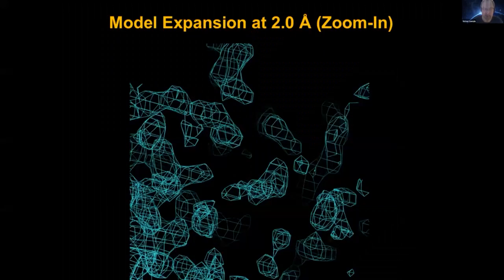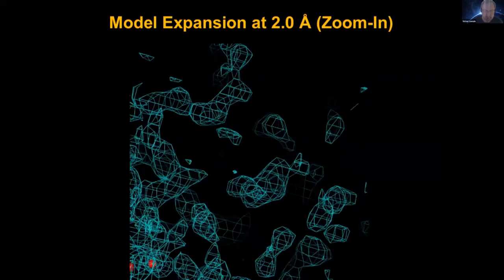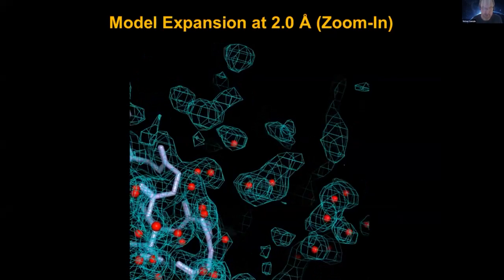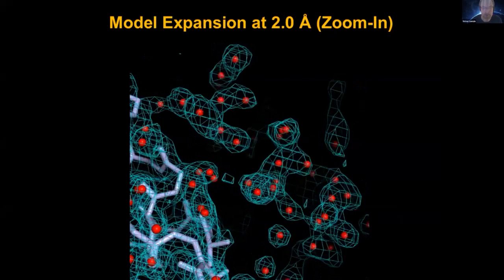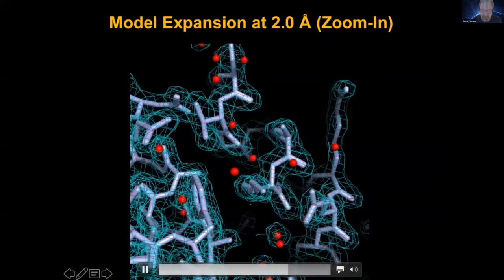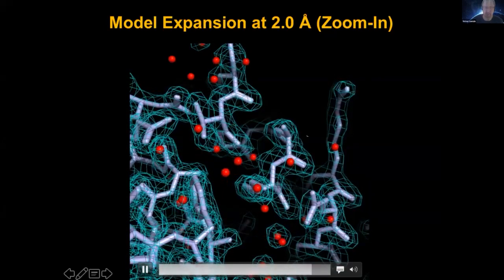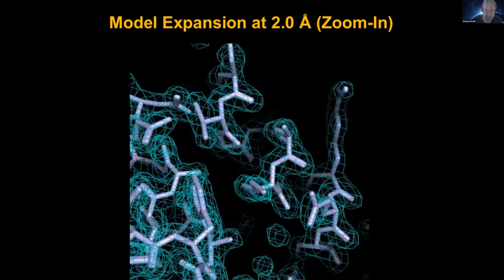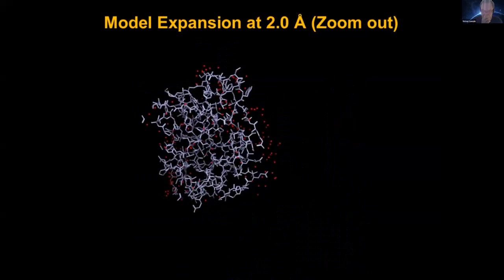How this works in practice is shown in this movie, 2 angstrom resolution, and you see that the model expands, and the density where the model was not there is also improving and allows that model to be built there. The red points indicate the free atoms, which were not yet accounted as protein structure. This is the zoom in view. The zoom out is shown here.